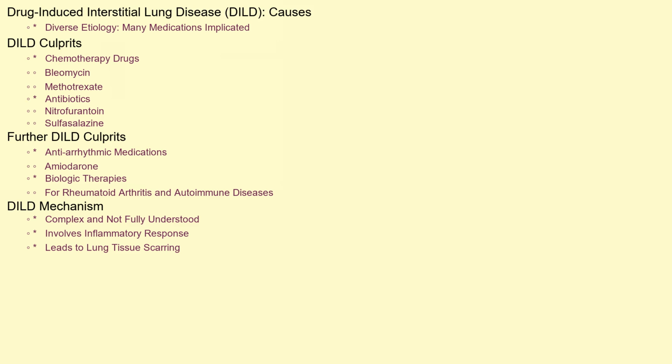Antiarrhythmic medications like amiodarone, and even some biologic therapies used to treat rheumatoid arthritis and other autoimmune diseases, can trigger DILD. The exact mechanism by which these drugs cause lung damage is complex and not fully understood, but it involves an inflammatory response that leads to scarring of the lung tissue.